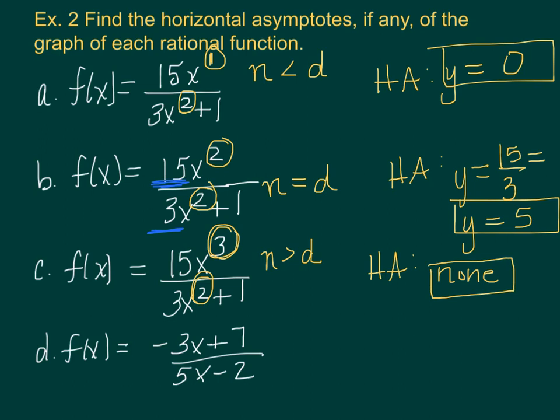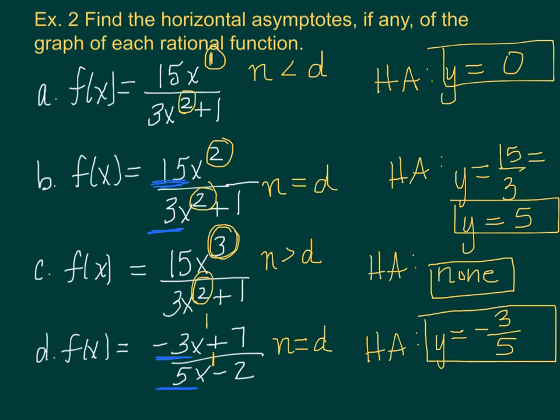And D, the degree in the top is a 1. The degree in the denominator is a 1. So they're equal again. Remember, you look at the leading coefficients. The leading coefficient in the top is -3, and the one in the bottom is 5. So you write it like this: y equals -3 over 5. This one can't simplify, so this is your horizontal. Your horizontal asymptote can be a fraction, just a little more difficult to graph than an actual integer.